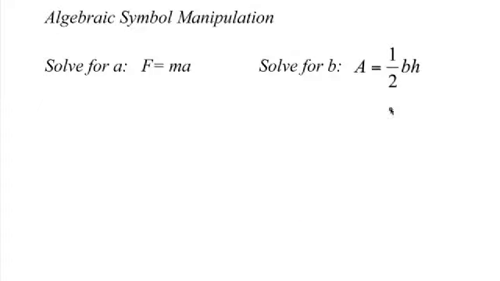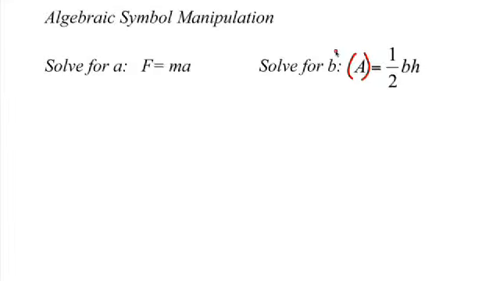Okay, this second problem, you'll notice, has a fraction. Now, just like we did back in Chapter 1 with solving equations with fractions, we said get rid of the fractions first. That's what we're going to do here. You'll notice there is only one denominator, so we're going to multiply both sides by 2. So that gives us the new problem, 2a equals, now notice 2 times a half, the 2's cancel, and it leaves you with 1 times bh, which is just bh.